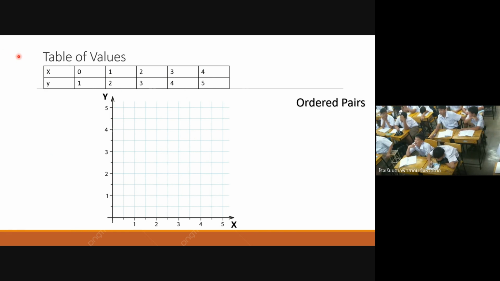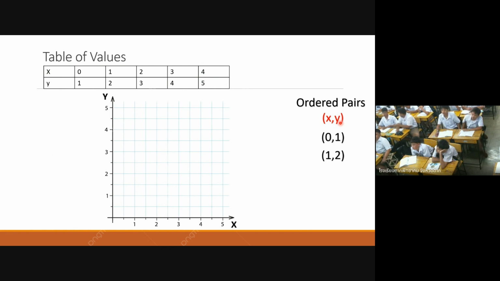Now, everyone, using this table of values, what are the ordered pairs? The X comma Y value. 0, comma 1. Very good. What else? 1, comma 2. And then 2, comma 3. And then 3, comma 4. And then 4, comma 5. So again, once you have the table of values, identify your ordered pairs and then plot.